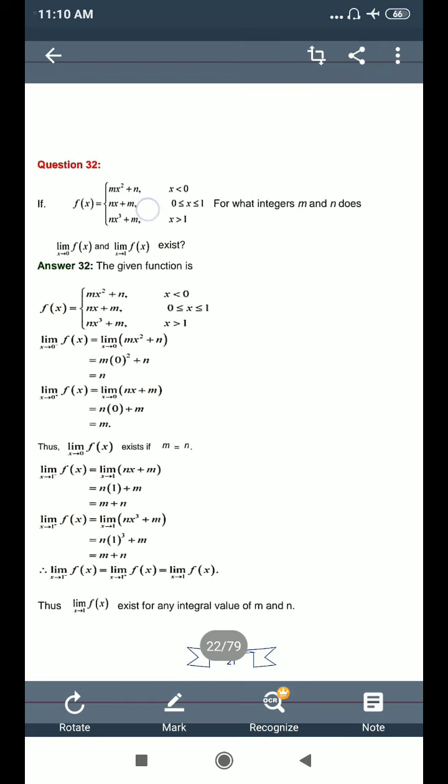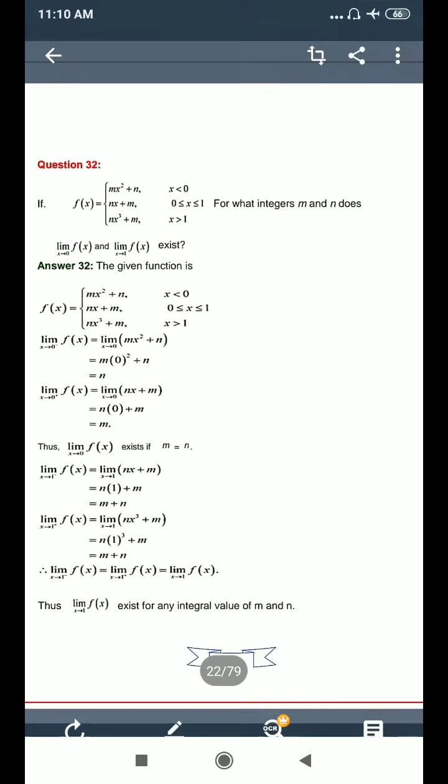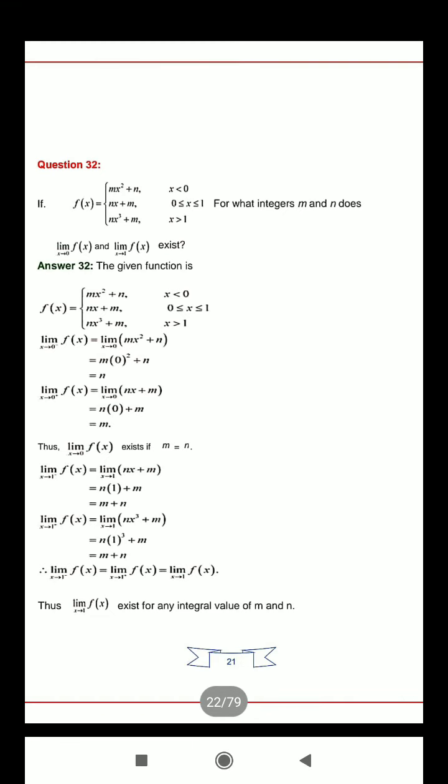x greater than 0, this is the function. So right side of 0 means limit x tends to 0 plus f(x). We'll take this as nx plus m. In this put x equal to 0, so it will be m. As this limit exists, it means n is equal to m is the answer.